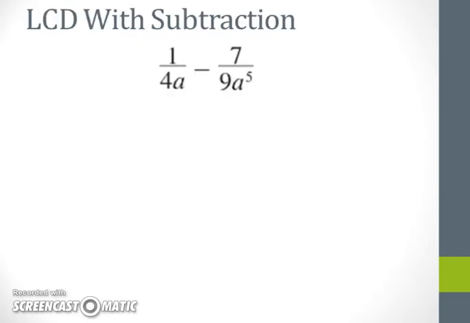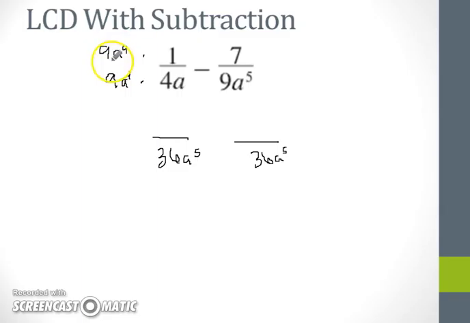The same process works with subtraction. So you want to have a common denominator. So between 4a and 9a to the 5th, the common denominator would be 36a to the 5th. So we would be rewriting this fraction by multiplying by 9a to the 4th on the numerator and denominator.